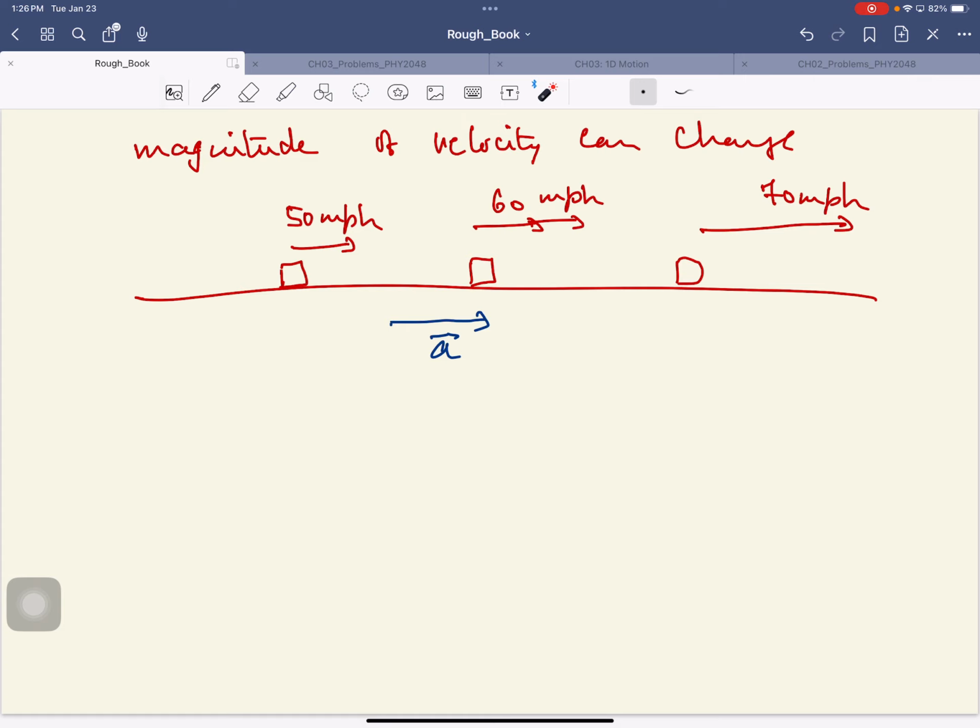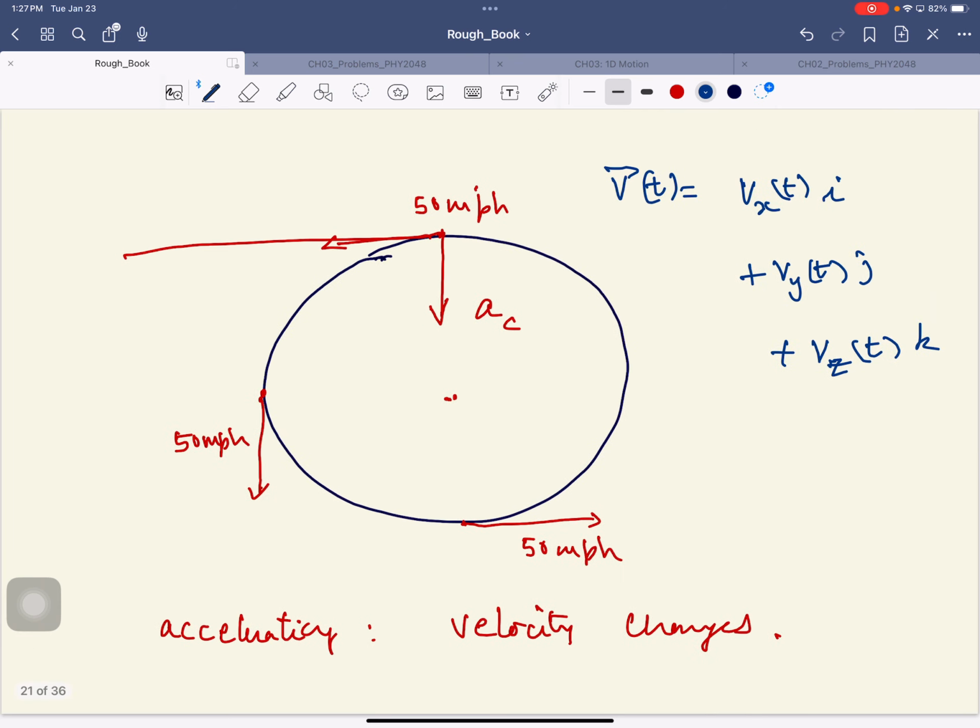Okay, so again, when is your acceleration tangent to the path? Do you guys understand that statement? When is acceleration tangent to the path? Very good. Say it out loud. Very good. When is acceleration perpendicular to the path? When only the direction changes.